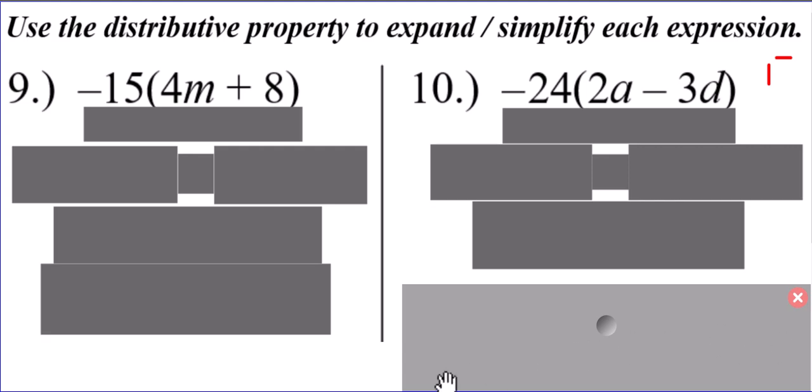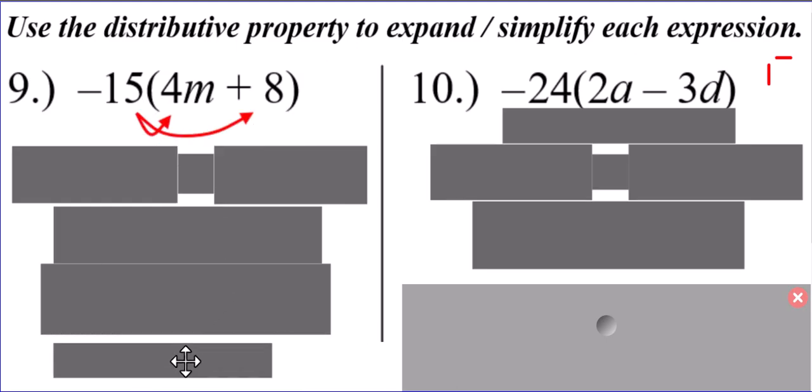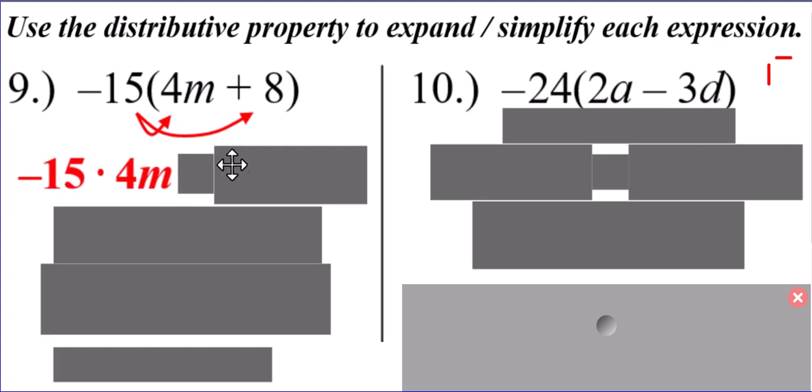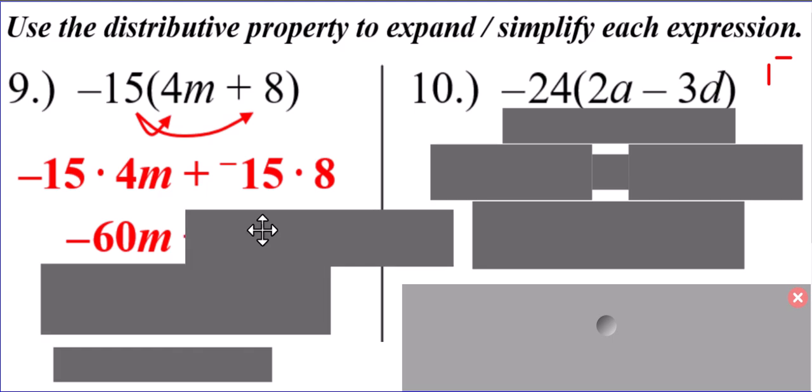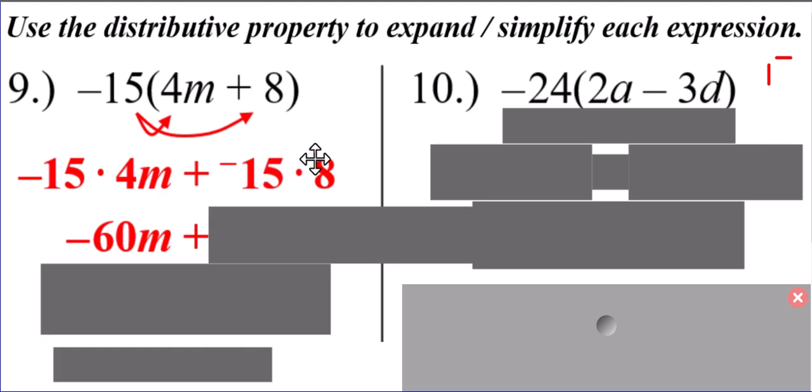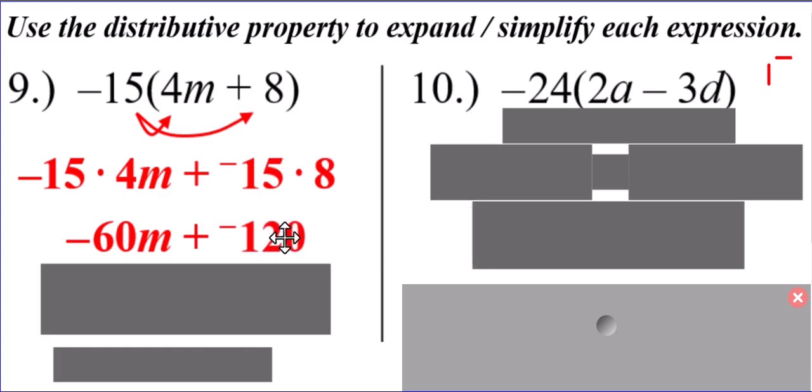Okay, did you already do 9, 10, 11, and 12? If not, you better hit pause now. We got the negative number as the multiplier. We're going to distribute it to both the 4m and to the 8. Please check your work. Keep the plus sign in between. Negative 15 times 4m is negative 60m. Bring down the plus. Negative 15 times 8 is negative 120. Before I go any further, double check that you didn't lose any negatives there. This is what you should have.